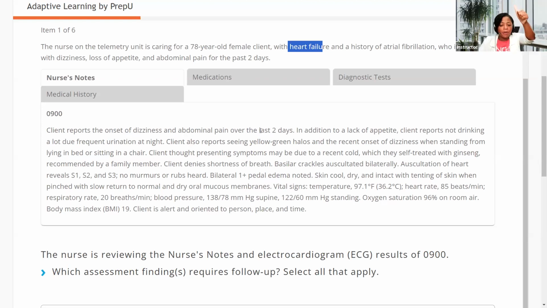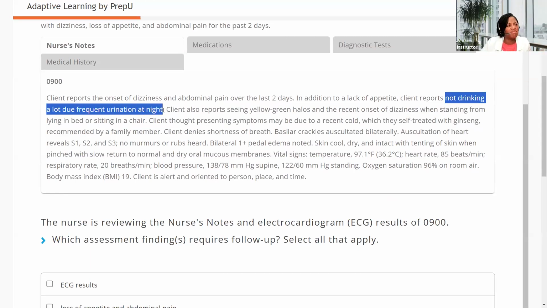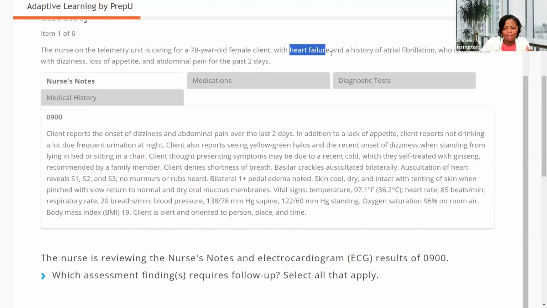All right. So this has been going on for 2 days. She's also having a lack of appetite. She's not drinking a lot due to frequent urination at night. Frequent urination, y'all, that's GU, right? Urinary. Heart failure. What is causing her to frequently urinate? But let's keep reading. That's something I would jot down. Frequent urination. Maybe that's why she's dizzy. I'm just saying, we're detectives here. So that's how you got to look at this.